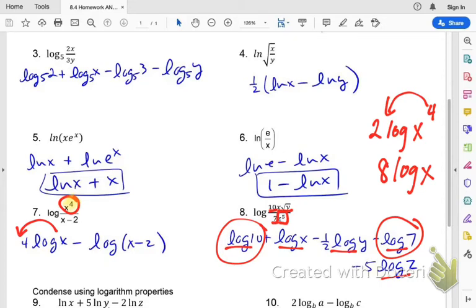If you were going backwards, then you could also write it as log x to the 8th power if you wanted to leave it as an exponent. But yeah, so if you were combining them, then it would be multiplied.